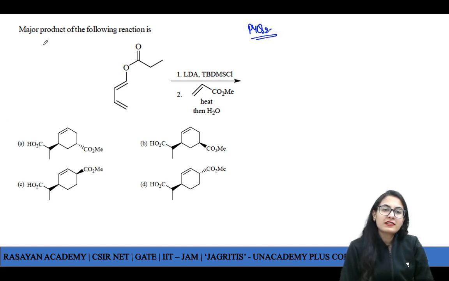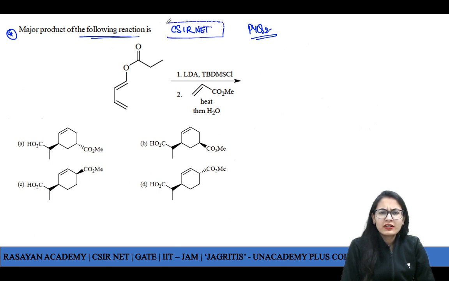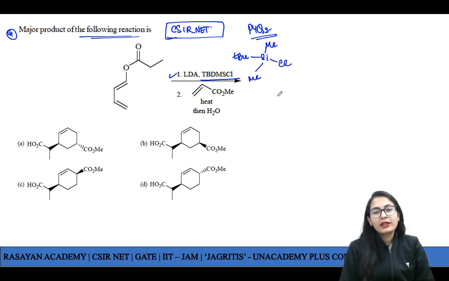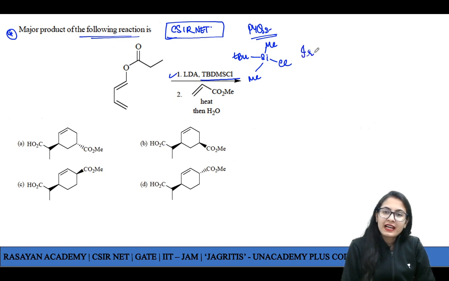So this is one of the previous year questions: the major product formed in the following reaction is. It is a CSIR NET question, I guess in 2018 or 19, somewhere over there. So what just happened? What do you see? You see LDA and you see TBDMSCl, that is tertiary butyl dimethylsilyl chloride. Just by looking at LDA and the trimethylsilyl or tertiary butyl dimethylsilyl, you know that it is Ireland-Claisen rearrangement.